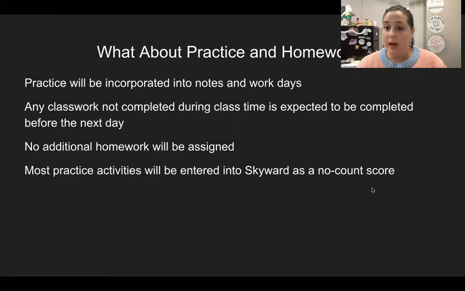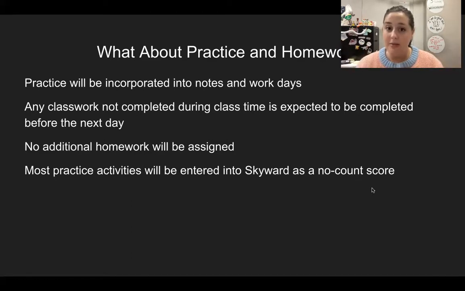So what about practice and homework? As we slowly move towards standard-based grading, homework starts going away and graded practice starts being incorporated. That's why homework, classwork, practice, and all that is only worth 10% of the grade. Most of the practice is going to be incorporated into notes and work days. If it's a day that's mainly notes, we'll take a little bit of notes, have some practice, maybe a little bit more notes, some more practice. There are other days that we're not taking notes and it's just a work day. They might be working on an assignment, or we may be doing a class activity, something that is practicing the material that we are learning.